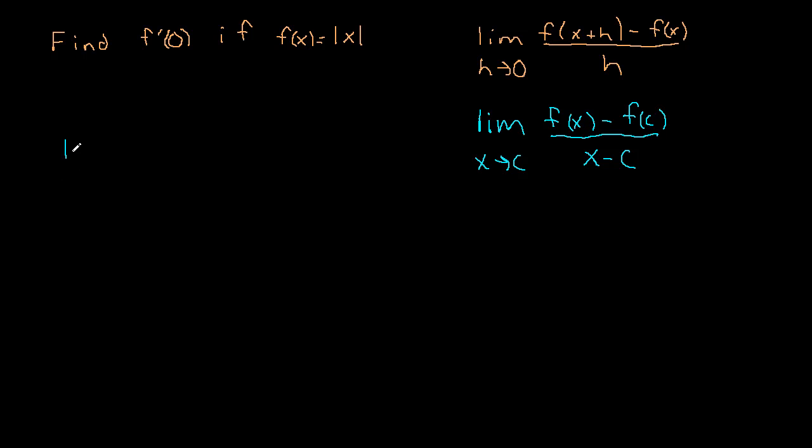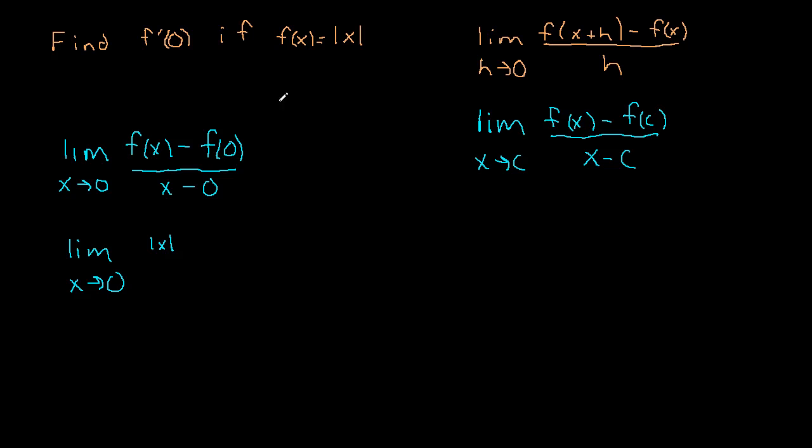We have the limit as x approaches what? Where are we interested in? Remember, we're letting x approach the value that we're interested in for the slope of that tangent line. And we're interested in the slope of that tangent line at 0. That's what f prime of 0 is. Okay, so it's the limit of f of x minus f of 0 all over x minus 0. Okay, so what is f of x? Well, f of x is just the absolute value of x.